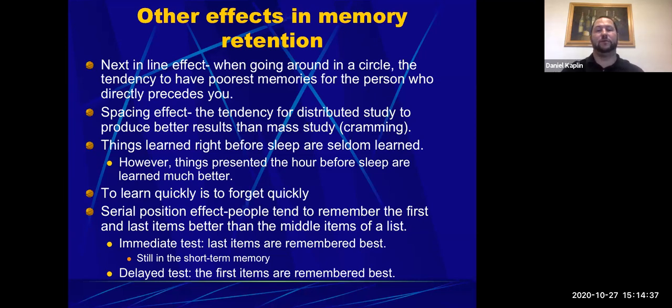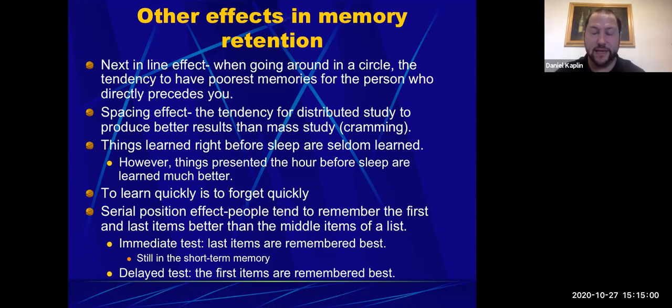Spacing effect. Many students think it's a great idea to study the day before the test, which we refer to as cramming. Well, we find that if you spread out your learning and studying, you actually do better because you break it out into smaller bits of information than cramming.